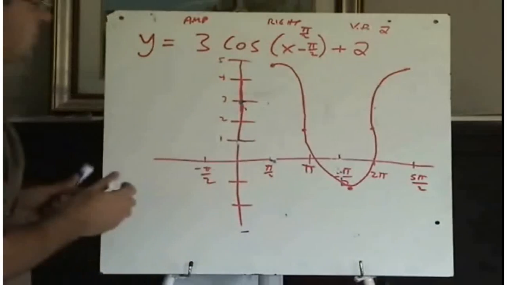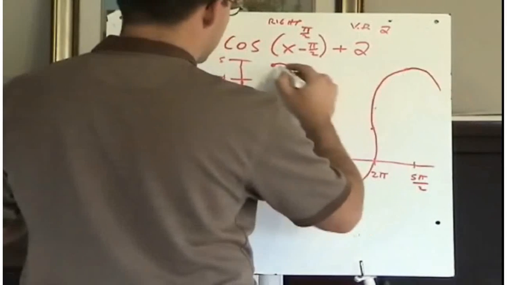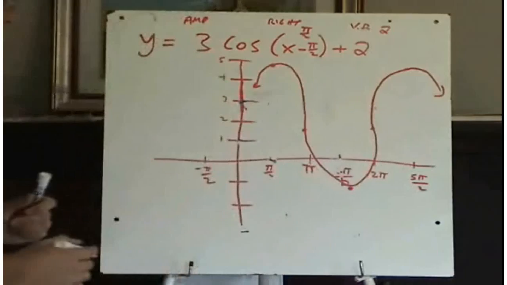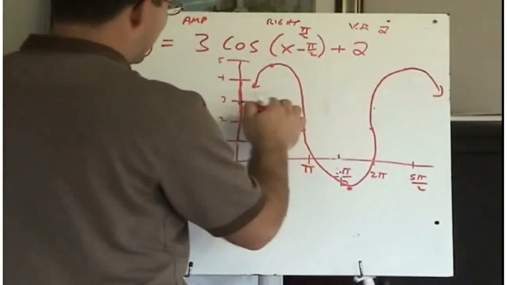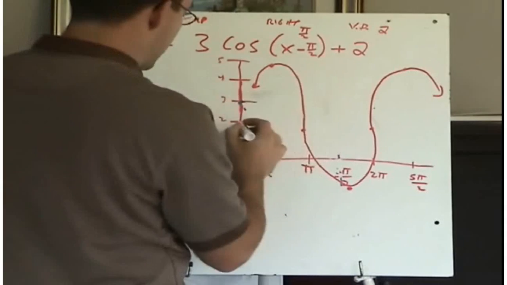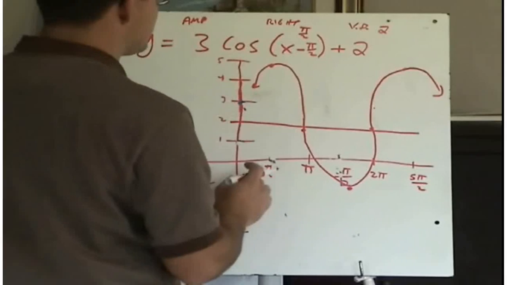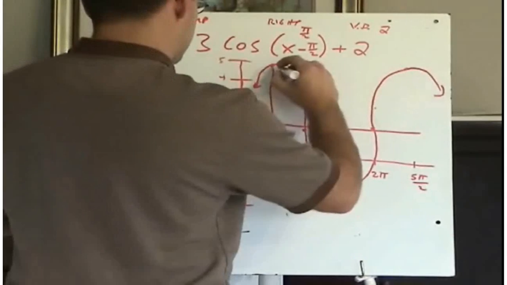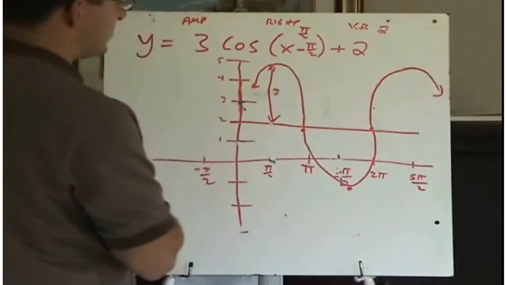And so let's see, do we have a cosine graph? Of course, this is going to carry on. We could draw more cycles there. Do we have a cosine graph that is centered at 2? There's the 2 line. Yes, this graph seems to be centered at 2. Does it have an amplitude of 3? Yes, from 2 up to 5, there's an amplitude of 3.